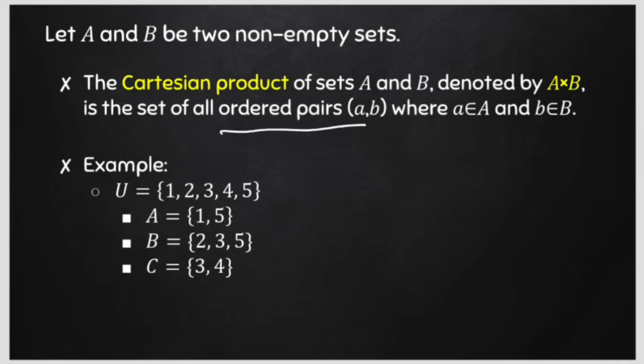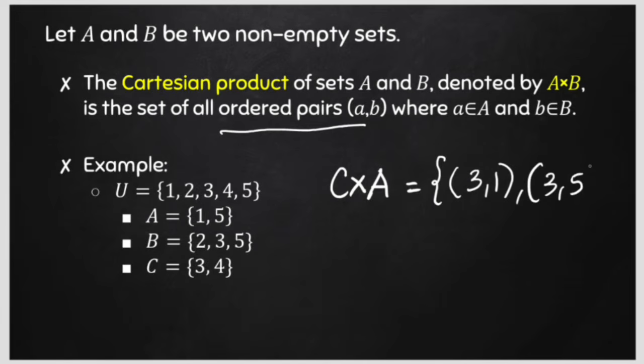If we try to find C times A, my first coordinate should be from C and my second coordinate is from set A. So in that case, I have (3, 1), then (3, 5), then (4, 1), and (4, 5).